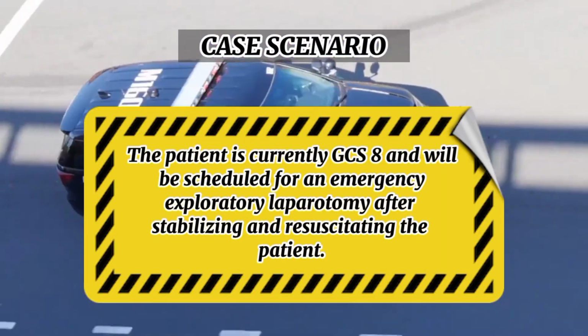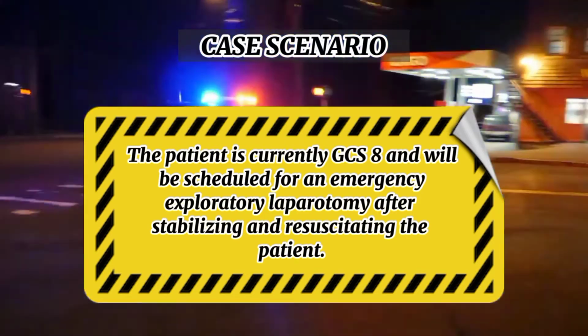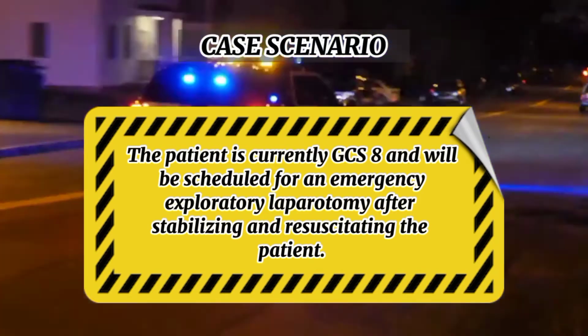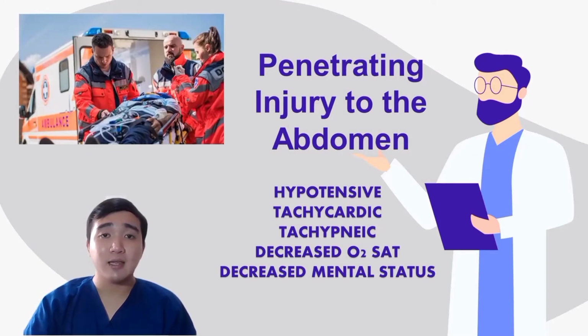The patient is currently GCS 8 and will be scheduled for an emergency exploratory laparotomy after stabilizing and resuscitating the patient. So this is a case of a penetrating injury to the abdomen. Our patient is hypotensive, tachycardic, tachypneic, and with a decreased O2 saturation. The Glasgow Coma Scale is only 8, which is already an indication for endotracheal intubation.